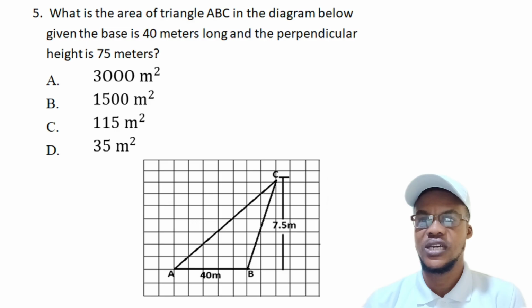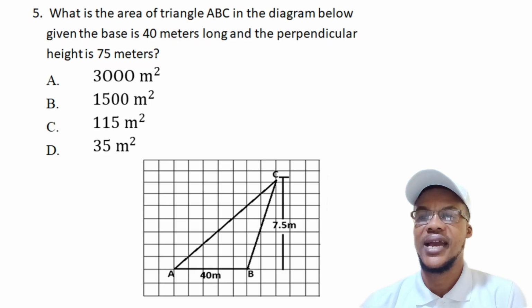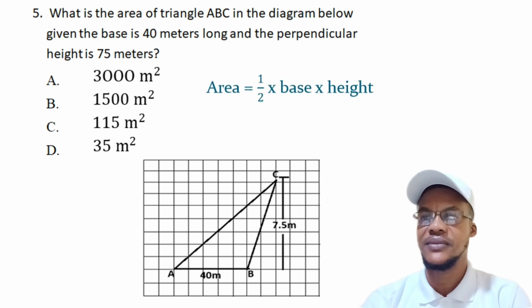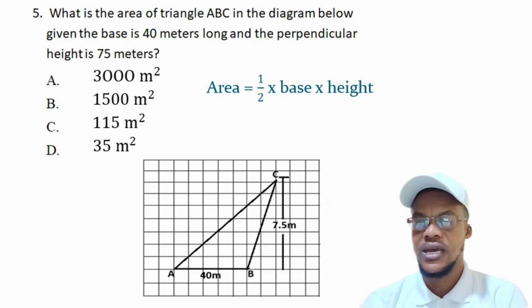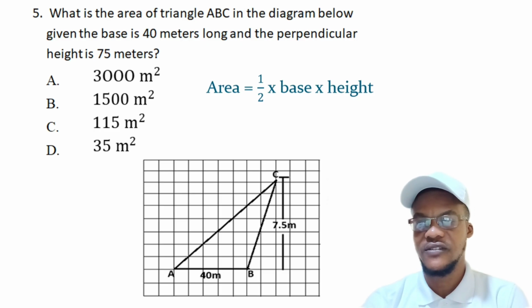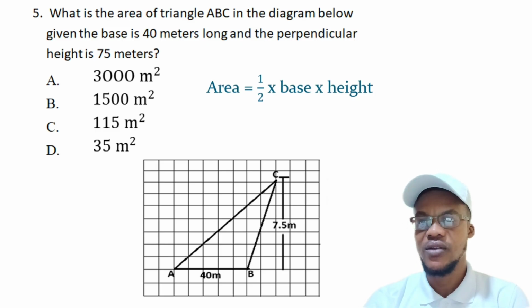You need to take your time. Even though some of them are a little bit tricky, they are very easy. So how do we find the area of a triangle? When you are given the base and the height of a triangle, you can find it easily, and that is: area is equal to half times base times height. We have the base as 40 meters in the question and the height as 75 meters. So we just do the multiplication and we are good to go.